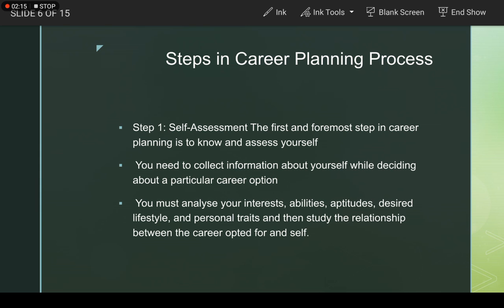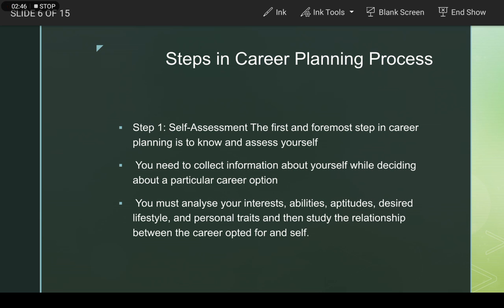Now, what are the steps in the career planning process? Step 1, most important, self-assessment. First thing, it is mandatory that you know and assess yourself. You need to collect information about yourself while deciding about a particular career option. And for that, you must analyze your interests and your abilities. You must have full knowledge about your abilities. What can you do? How can you do?